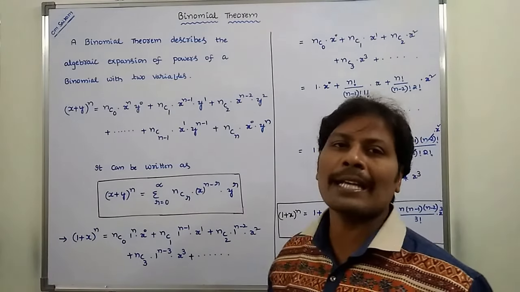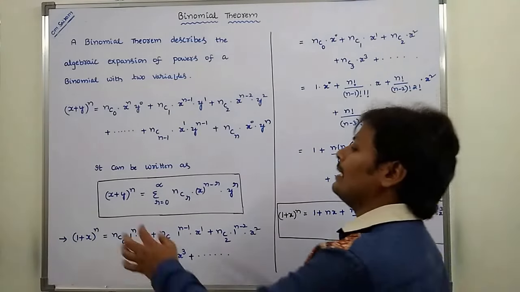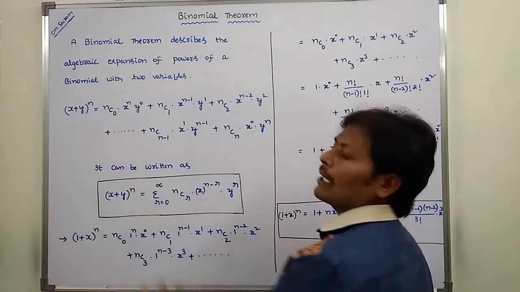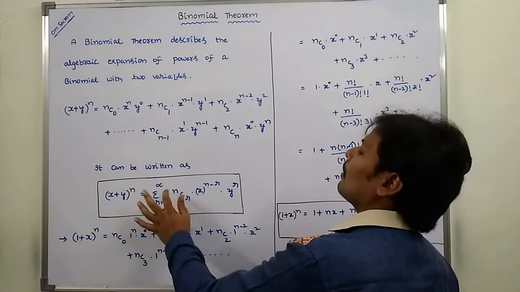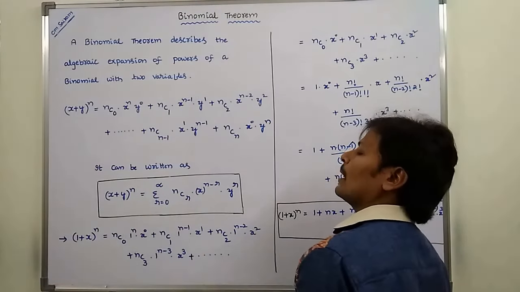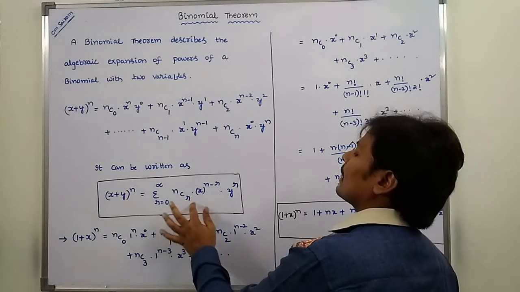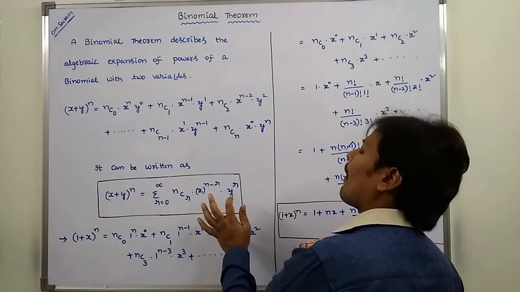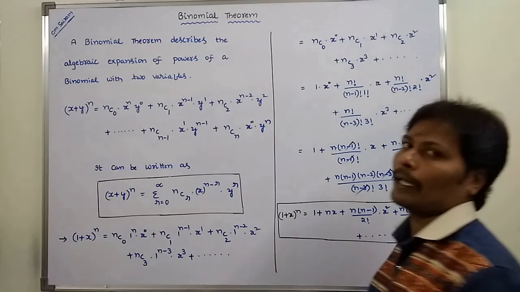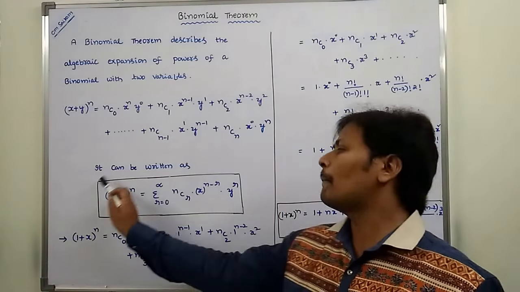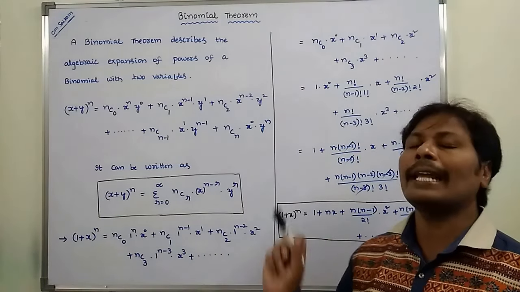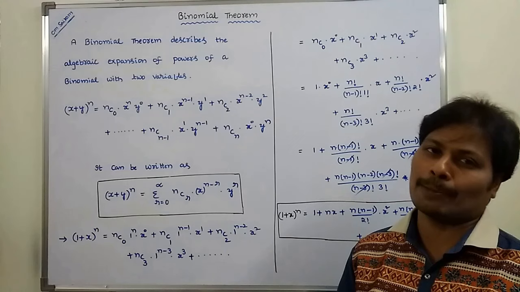By solving this expansion, finally we get (x + y)^n is equal to sigma r = 0 to n of nCr x^(n-r) y^r. Okay, this is the binomial theorem containing the two-variable expansion.